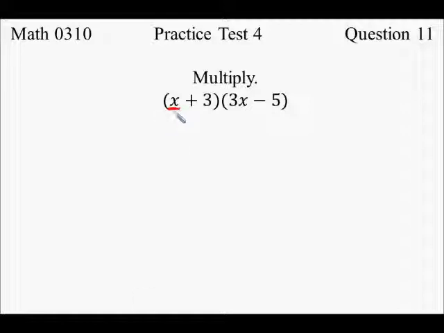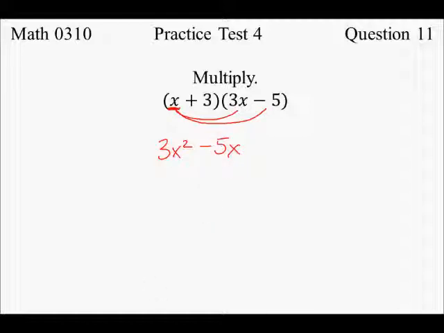So first we'll distribute our x times 3x. So this is like a 1x times 3x. 1 times 3 would give us 3, and x times x is the same as x squared. And we distribute the x to the minus 5. x times negative 5 would just give us a minus 5x.